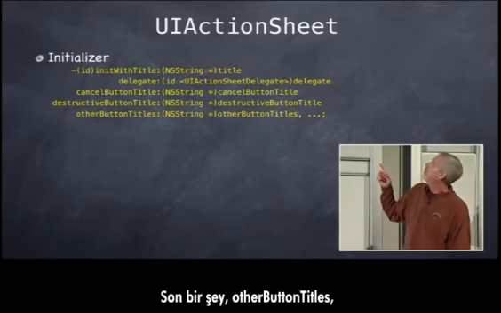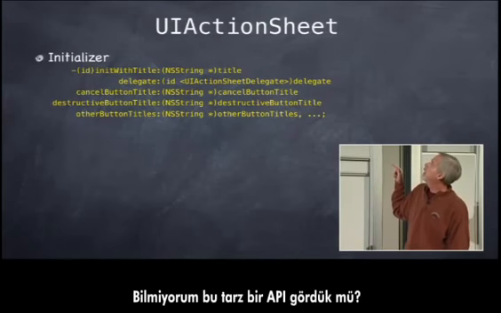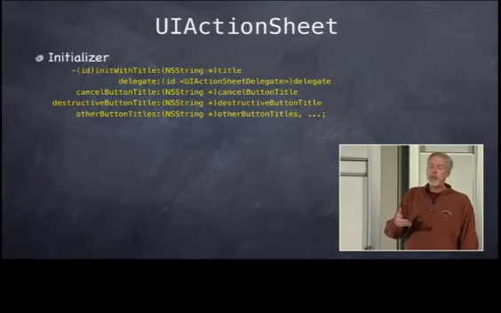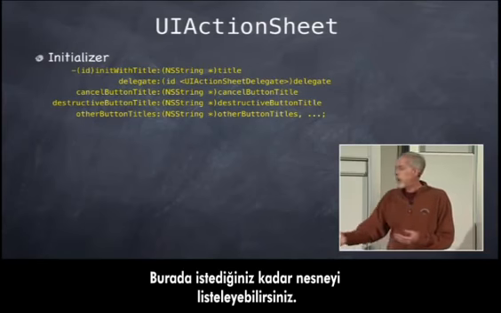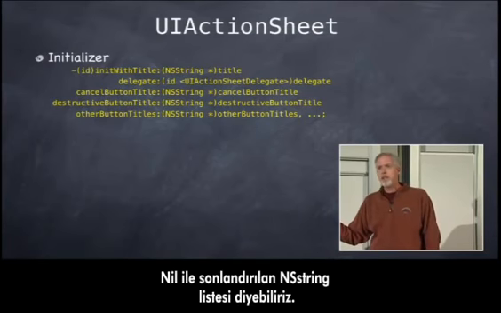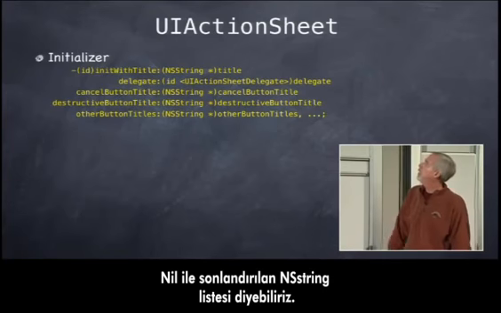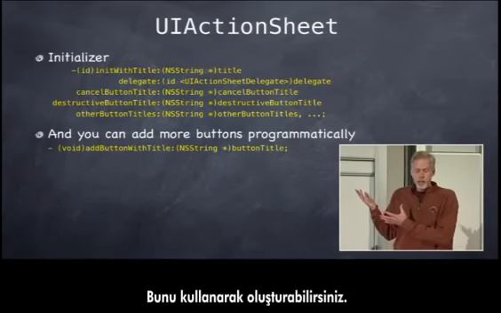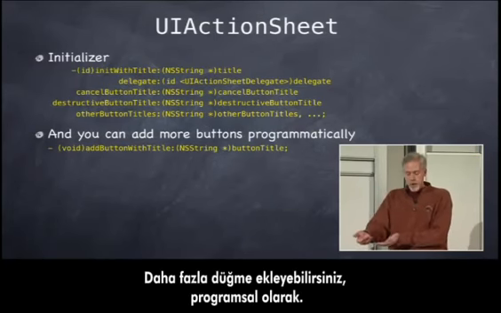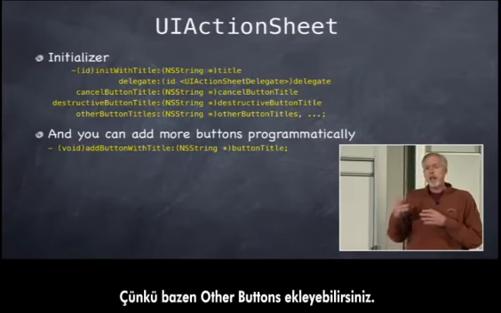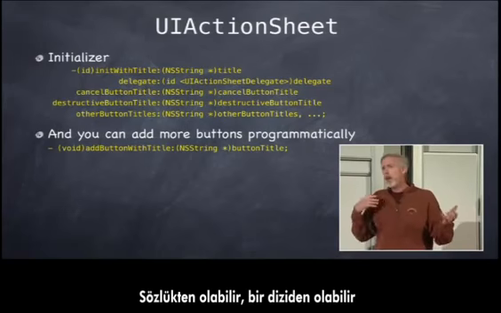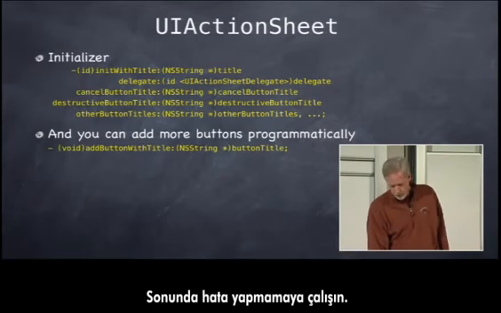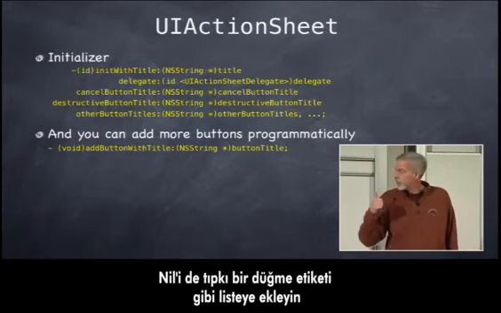The last thing, other button titles, notice the comma dot dot dot there. I don't know if we've seen that kind of API. You've used that kind of API, I know, like in NSDictionary stuff. That just means you can list as many objects as you want here and end with nil. Right? So it's like a nil terminated list of NSStrings in that case. You can create the thing using that and then also add yet more buttons programmatically, because sometimes you might be adding the other buttons, especially out of a dictionary, an array, or they're coming from some data structure, and so listing them comma separated there in the init doesn't really make much sense. So you could just pass nil as the other button titles and then call this repeatedly.